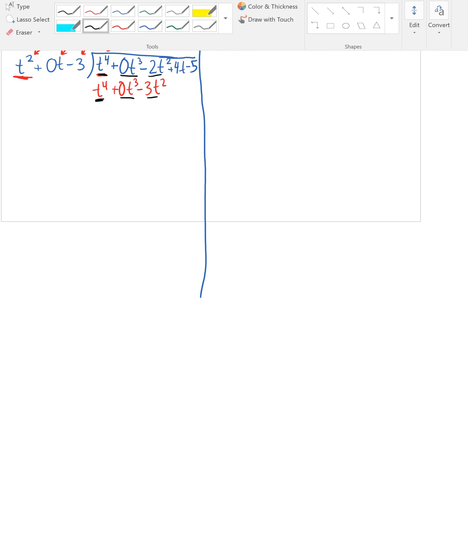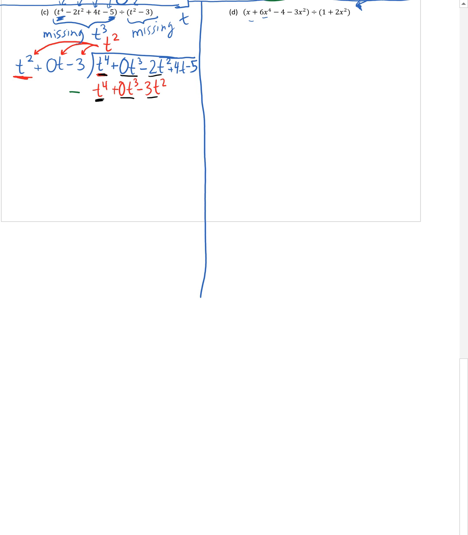Alright, now my next step is to subtract. I better be careful here. Like we said before, I'm going to distribute that minus sign. This guy becomes a negative. This guy also becomes a negative, but this guy will become a positive.